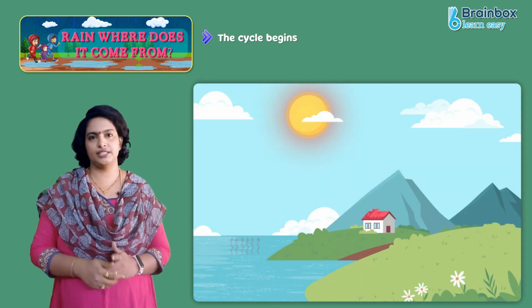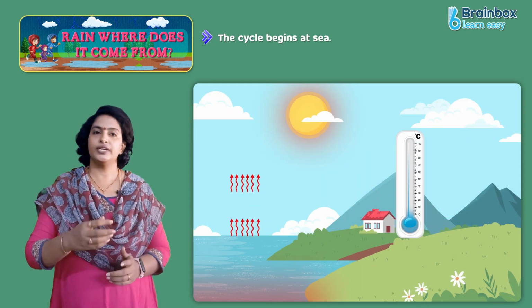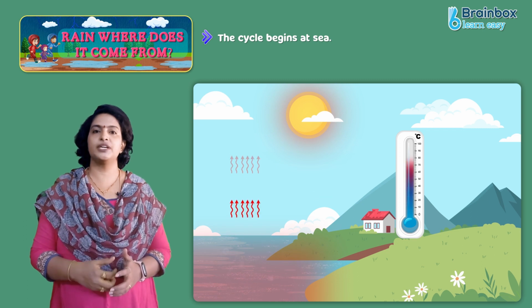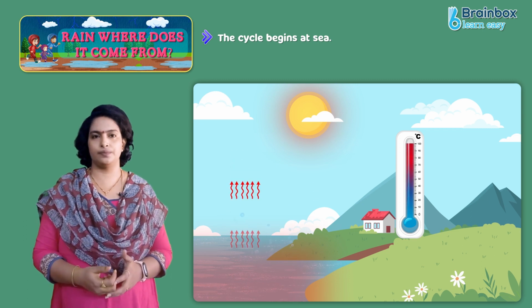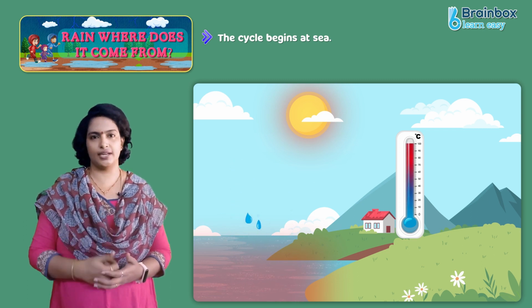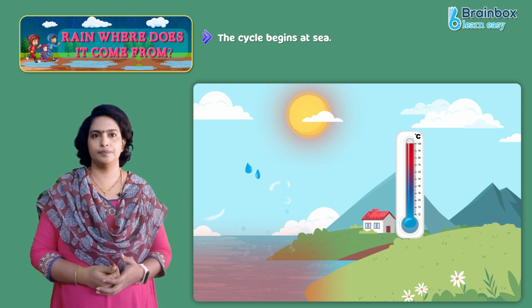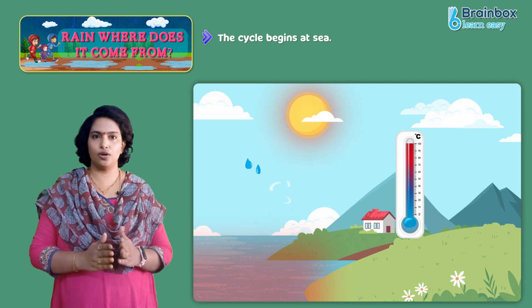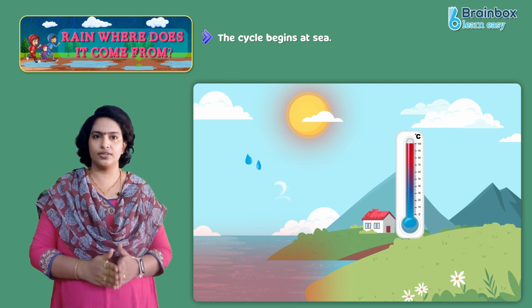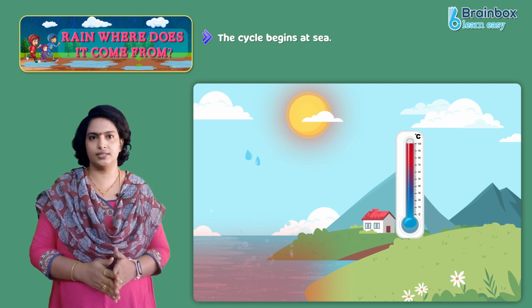The cycle begins at sea. So, heat from the sun evaporates water from the ocean. So, water rises into the air as vapor and travels with the wind. Now, the air is full of water as water vapor even if you can't see it.